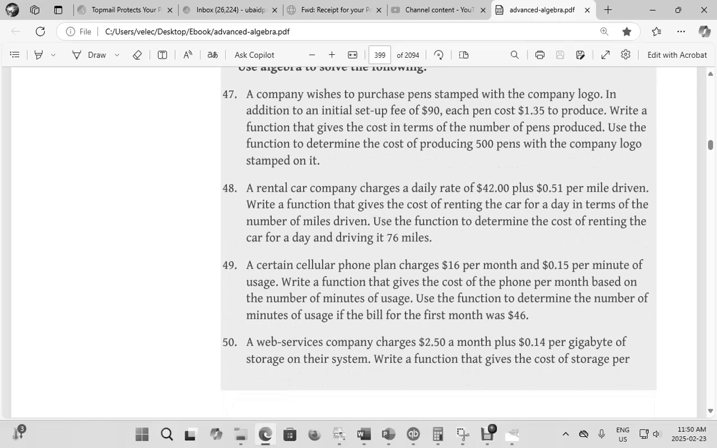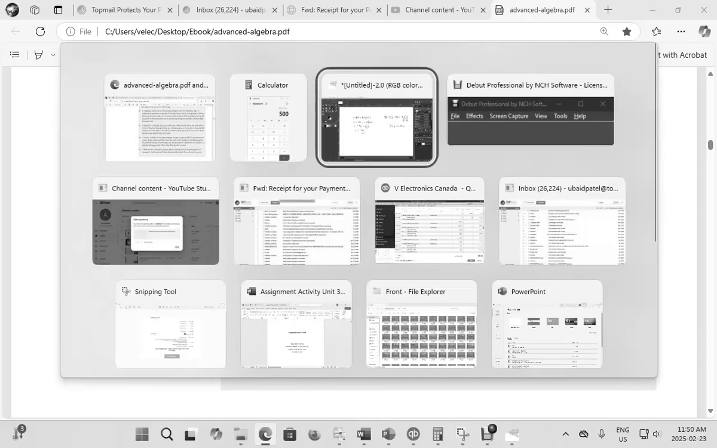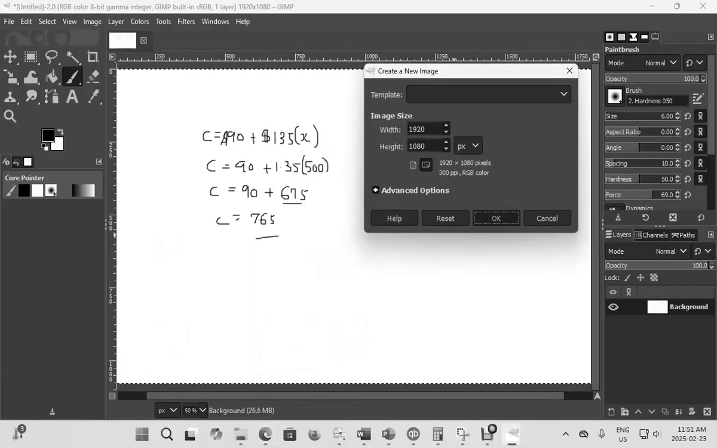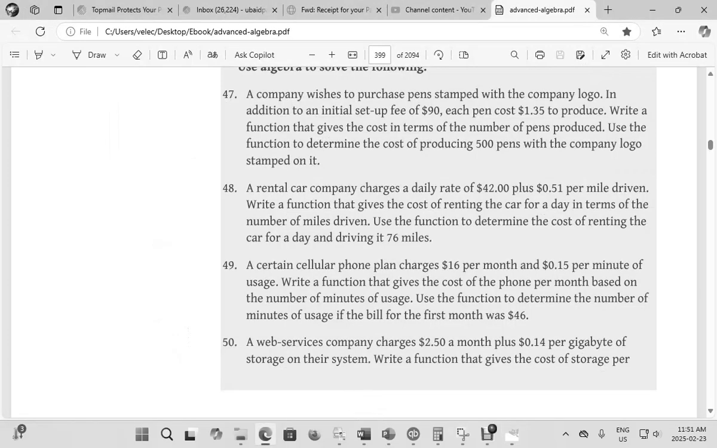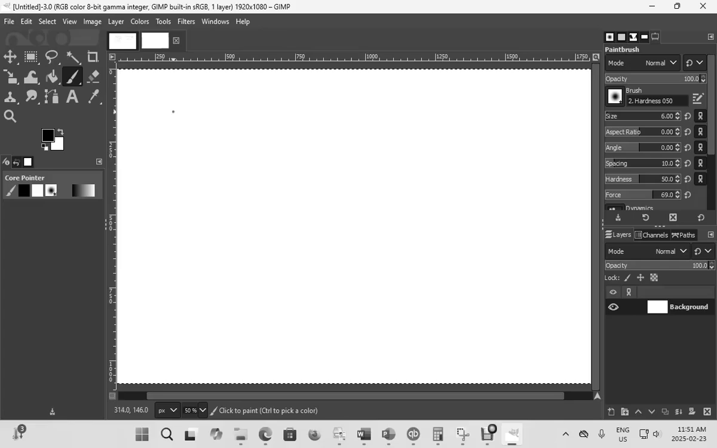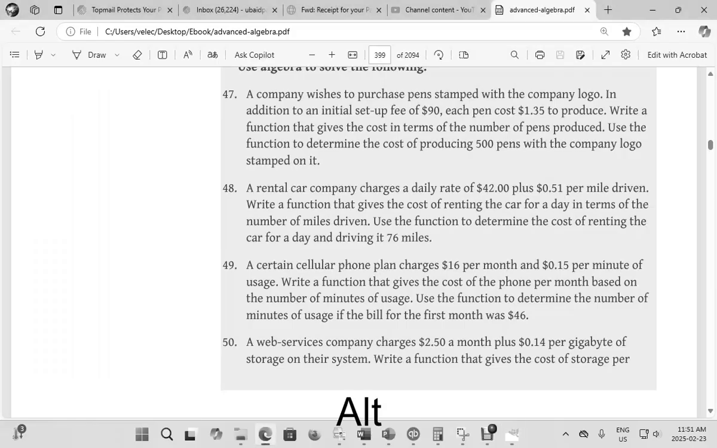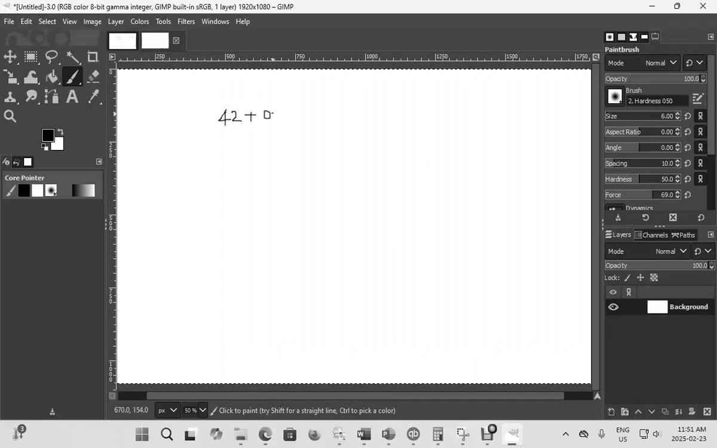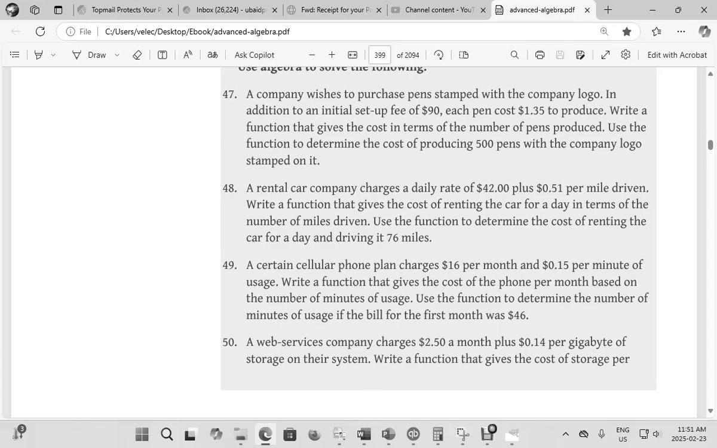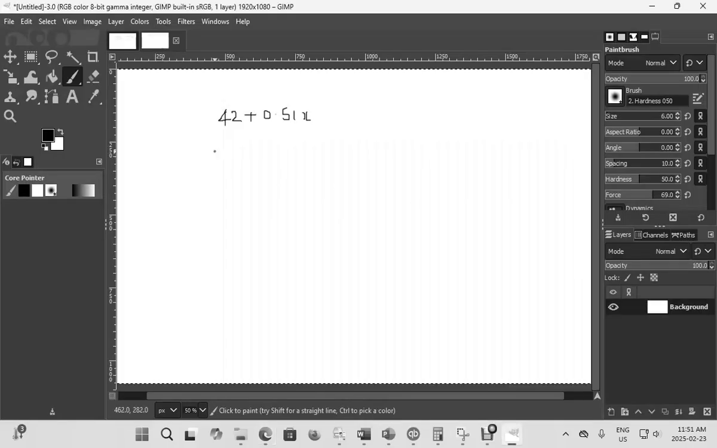Further down, let's look at another example. A rental car company charges a daily rate of $42 plus 51 cents per mile driven. So a daily rate of $42, plus 51 cents, 0.51, per mile driven. Write a function that gives the cost of renting the car for a day in terms of the number of miles driven. So now you're supposed to write that function.